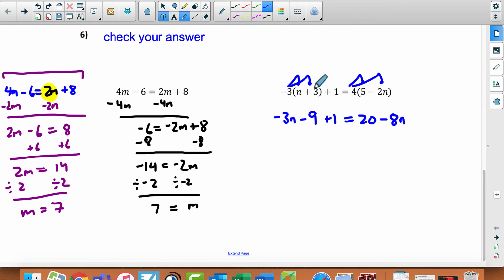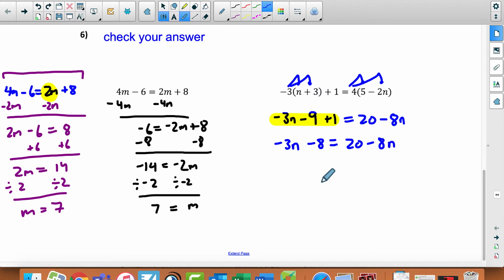So we're just going to look on the left-hand side here. Is there anything you can combine? Yes, you can combine the -9 plus 1. So keep the -3n. -9 plus 1 is -8. There's no like terms on this side, so we can just rewrite that.